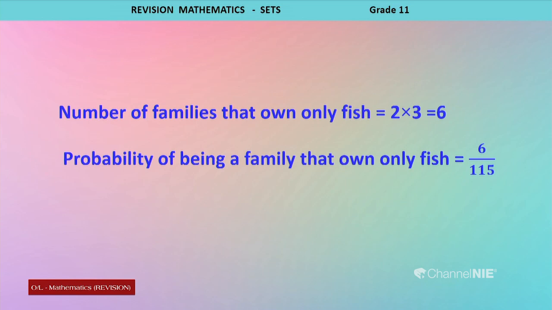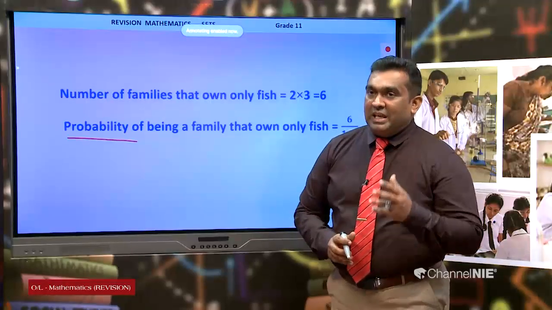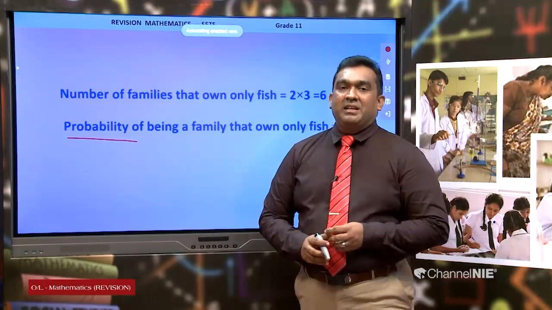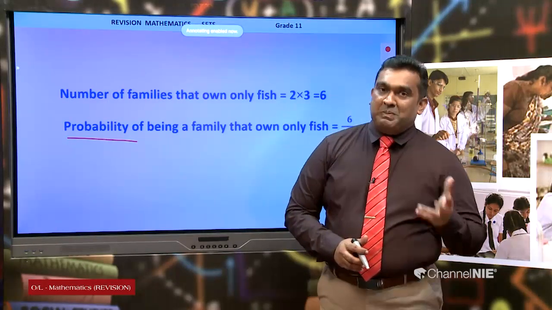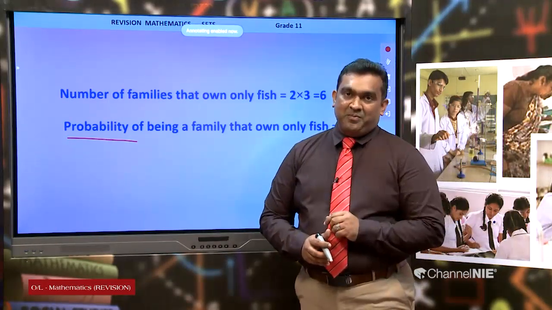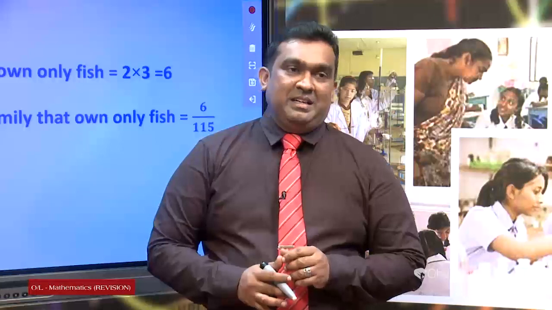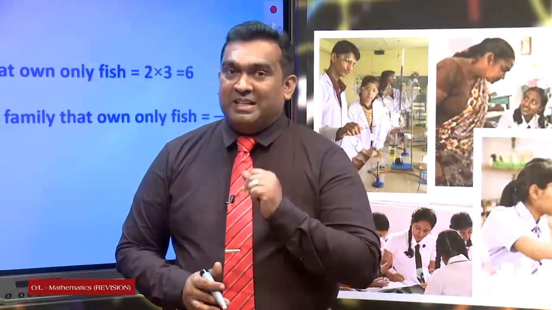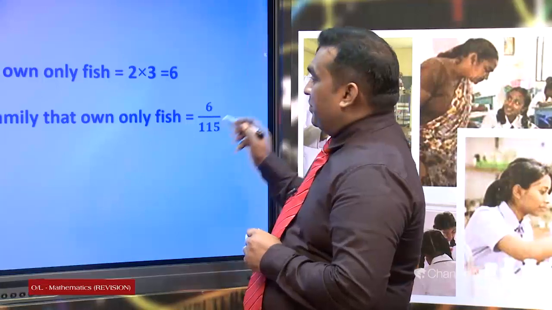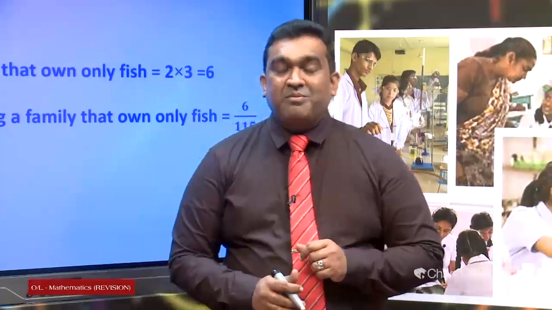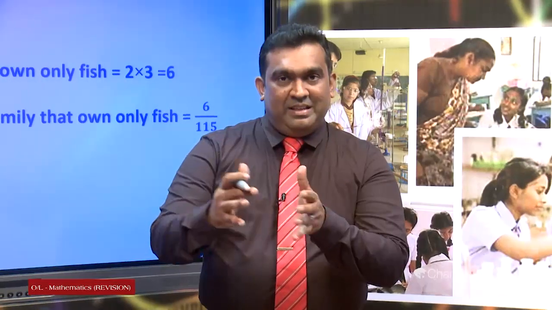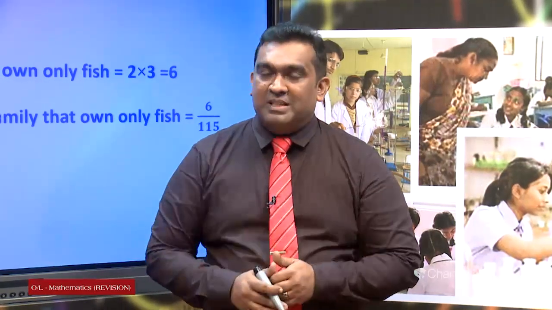Probability of being a family that own only fish is 6 over 115. Probability: number of elements in the event should be divided by number of elements in the sample space. It means universal set. Next day we are going to revise the lesson probability. Right? Probability. Very, very important lesson. You will have a question. Sets and probability. There is a relationship between those two chapters.